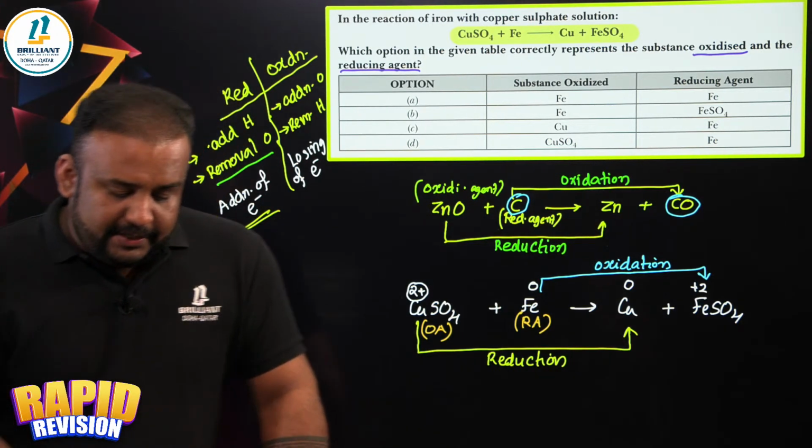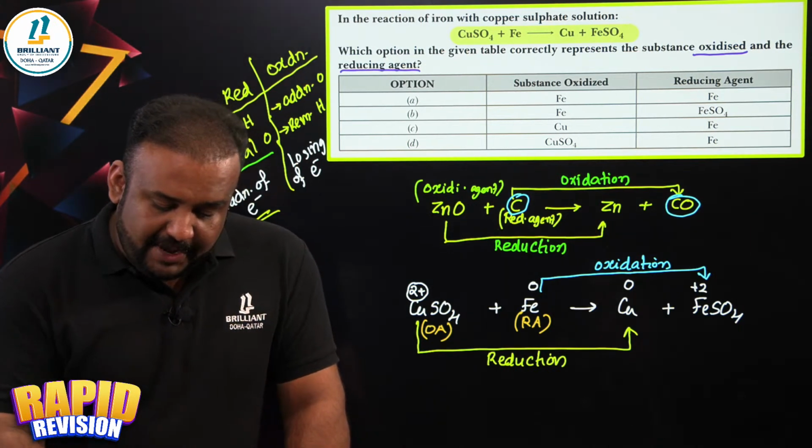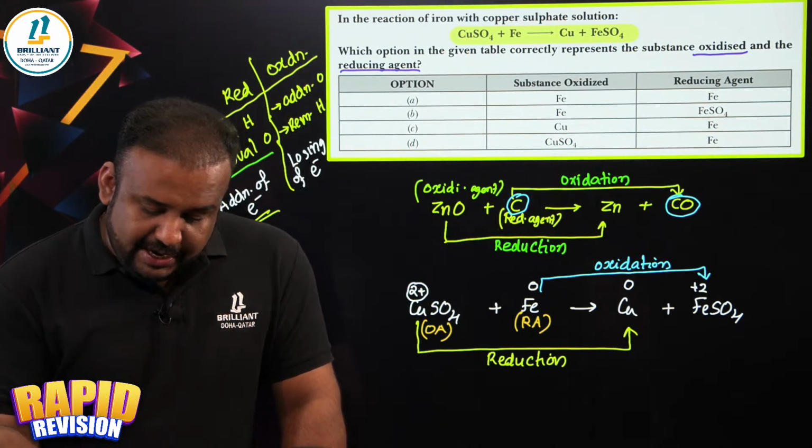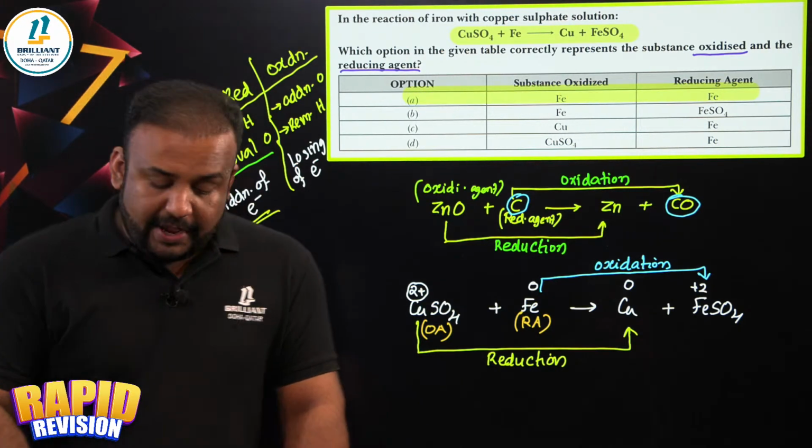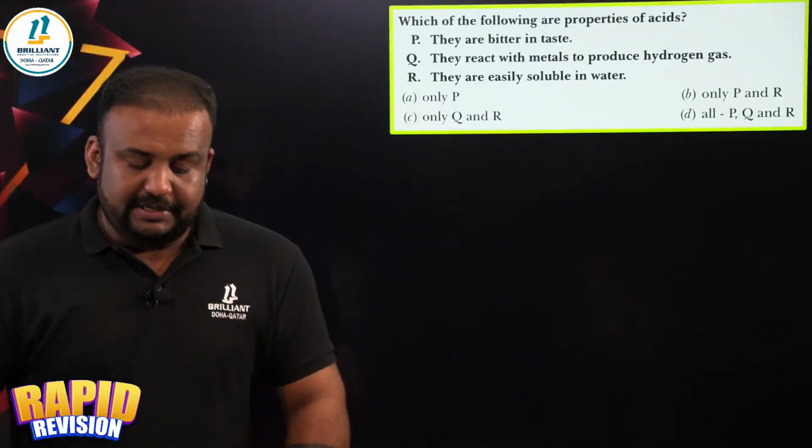Yes. So here the right option will be: the substance oxidized is iron and the reducing agent is also iron. Okay, let's move on to the next concept.